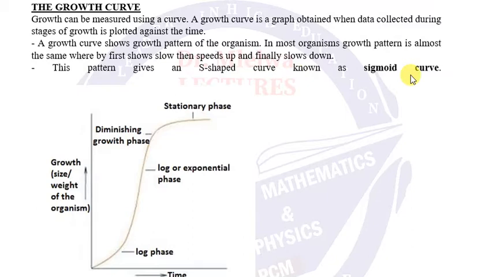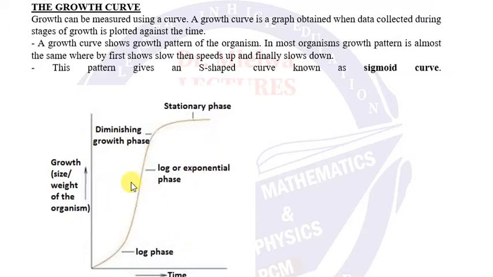Kwa ukiulizwa kuhusu the shape of growth curve, it is the sigmoid curve, S-shaped or sigmoid curve. Hiyo tunasema S-shaped ndio unaona hii imeanzia huku imeshuka imekuwa hivi. So it's like S. Naita sigmoid au S-shaped.